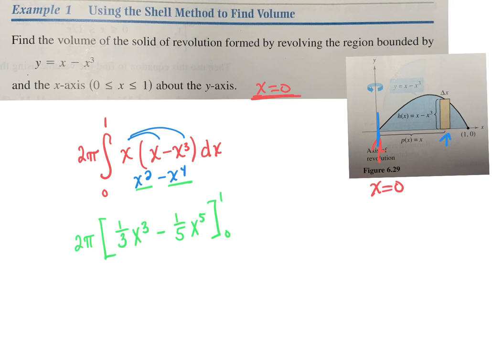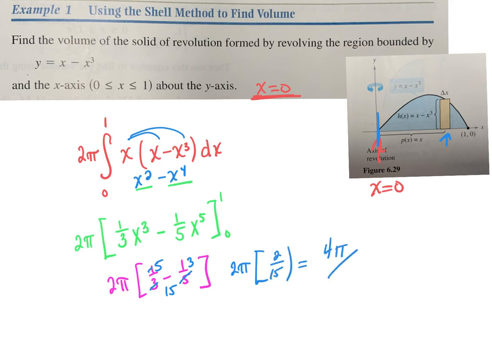And then you just plug in a 1. So when we plug in a 1 here, we get 1/3 minus 1/5. Common denominator is 15. So these become 15. This is 5. This is 3. So we get 2 pi times 2 over 15, which gives me 4 pi over 15 as my answer. Questions on that?